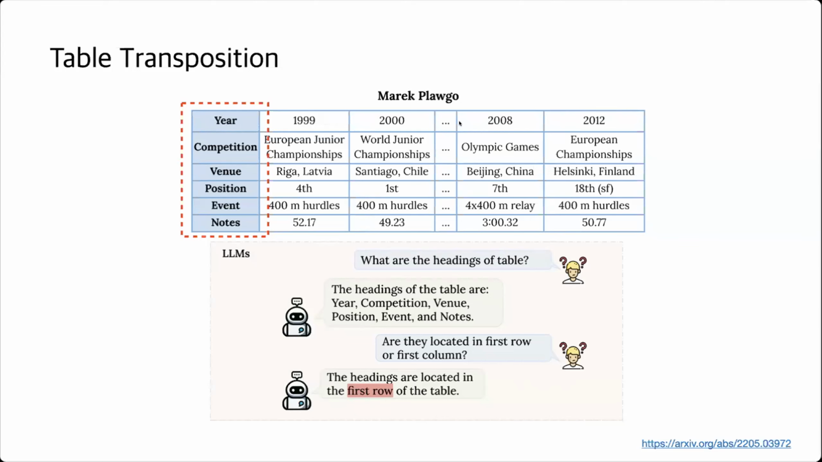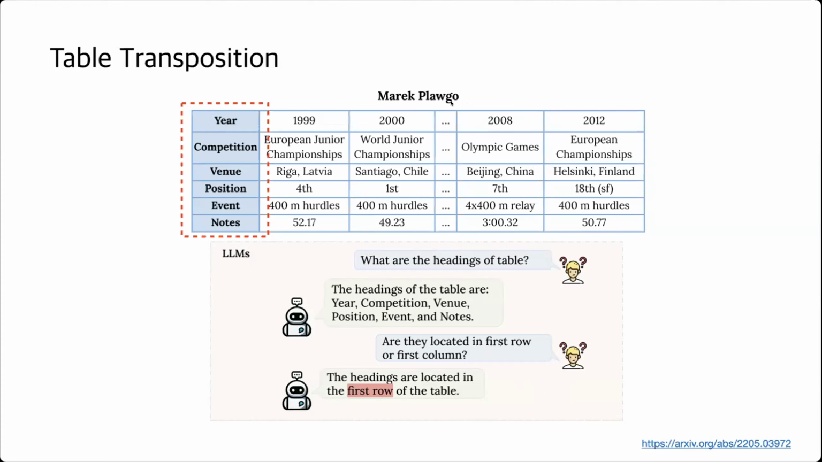So this issue was actually discussed by my co-author in a paper two years ago, but at that time they only focused on open source models that had been fine-tuned. So in the context of today's large language models, we aim to see if they could understand table structure that had been transposed. For example, look at the example here.